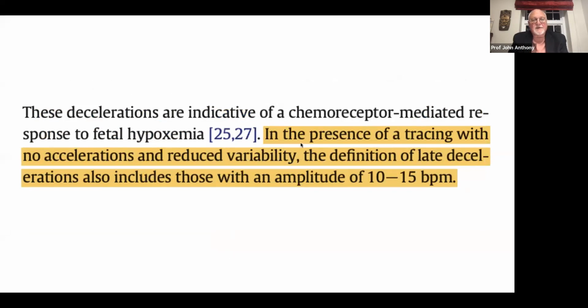There's also another important caveat here. We generally say that an acceleration or deceleration is only defined by the deviation of the fetal heart rate by 15 beats per minute or more from the baseline, either upwards or downwards. But if you are looking at decelerations and there's reduced variability, even a shallow deceleration with an amplitude of 10 to 15 beats per minute becomes significant. So you can't necessarily write off shallow decelerations because they are less than 15 beats per minute in amplitude. You have to look at them more carefully than that.